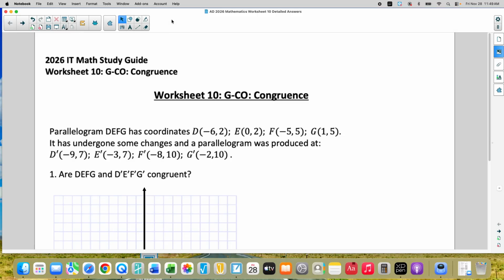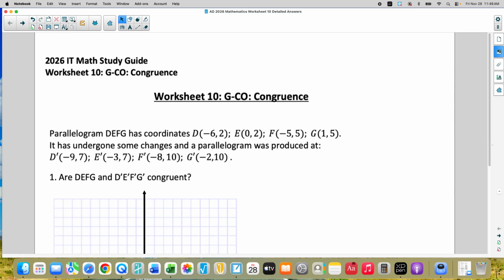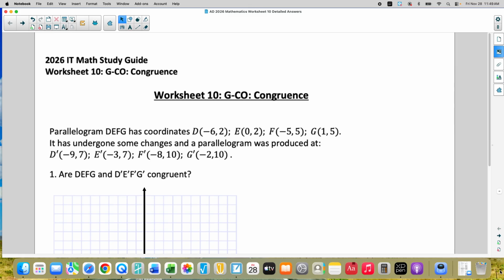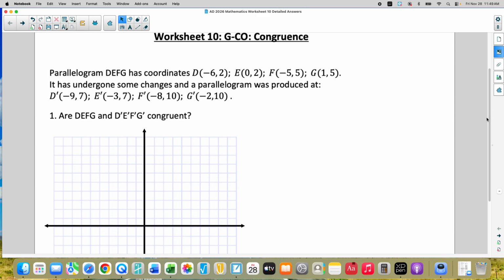Welcome. This is worksheet number 10. We're going to deal with congruency, so lots of equations, lots of lines. So we have this parallelogram, and it says DEFG has coordinates D.